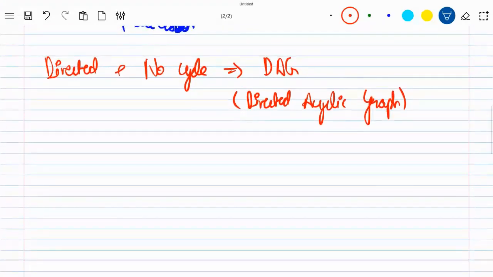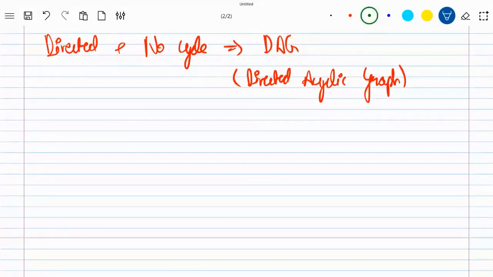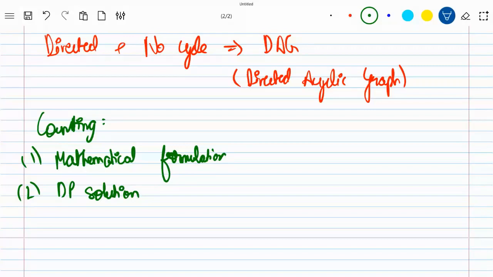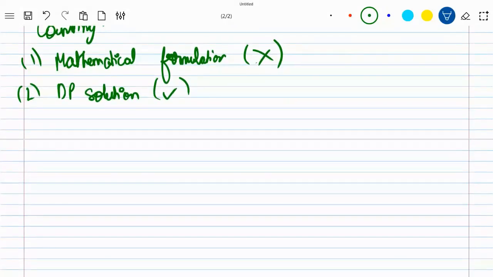Now let's get to the problem itself, now that we got that observation out of the way. There are two common methods of handling counting problems. One would be to get a mathematical formulation, and the second would be a DP solution. Here there doesn't seem to be any viable way to get a mathematical formulation, because based on the graph it's hard to say, but there is a DP solution. So let's figure it out.